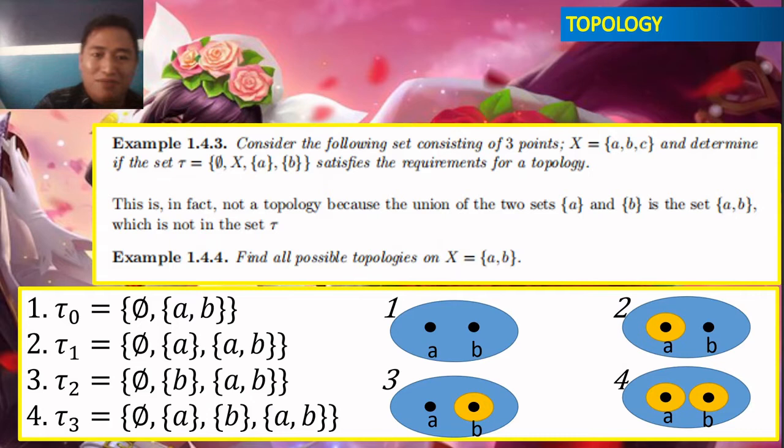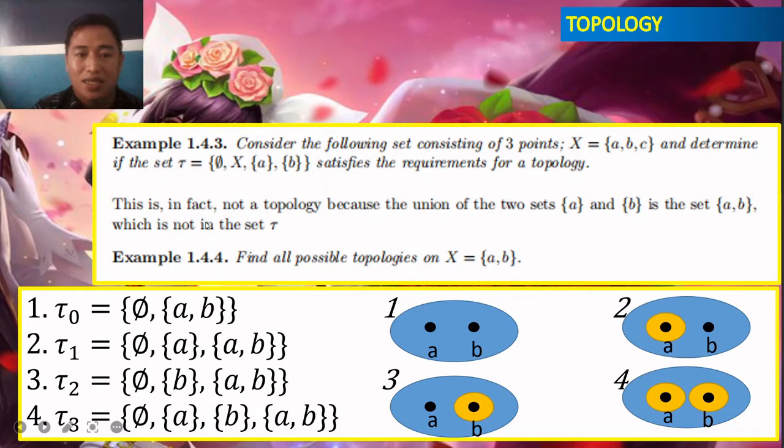Ito din taga example. So, consider the following set consisting of 3 points. So, X is equal to A, B, C. Determine if the set tau, which is equal to empty set, X, and then it contains a singleton A and then a singleton B, satisfies the requirements for a topology. So, first, the union. If we take the union of A and B, the union of that is the set containing A and B. But here, our X is the set containing A, B, C. So, this is not an element in tau. So, wala siya sa tau ang union sa A or B class. So, therefore, this is not a topology.